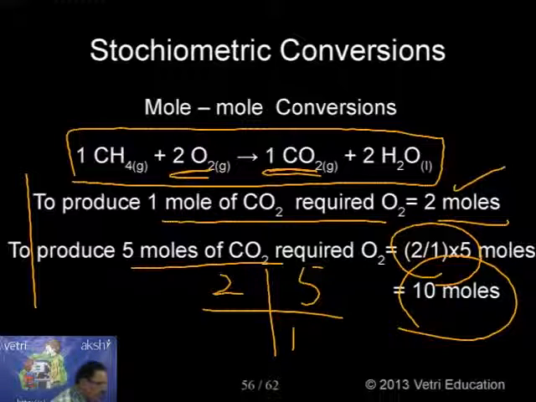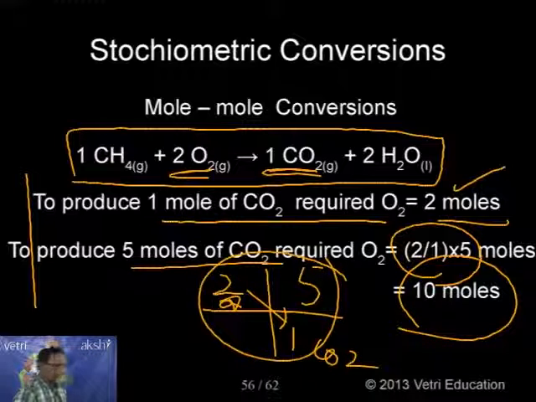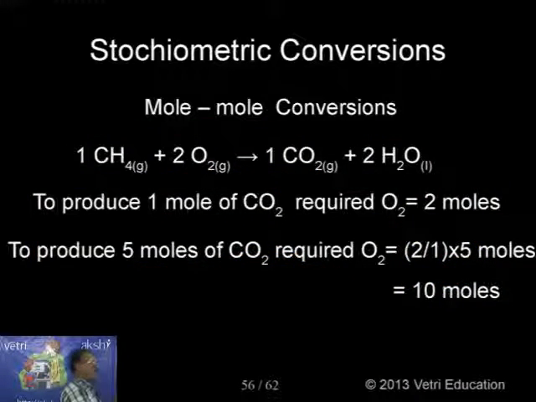Opposite is 1 mole of carbon dioxide. So this is the 1 mole of carbon dioxide, and this is 2 moles of oxygen. So 2 moles of oxygen produce 1 mole of carbon dioxide. To produce 5, simply multiply 5 into 2, and you will get 10. So instead of writing the sentences, you can calculate this directly. So this is the mole-mole conversion. I will go for the next problem.